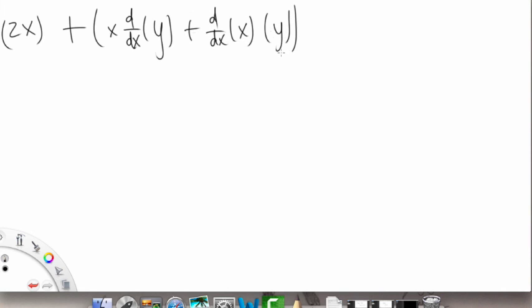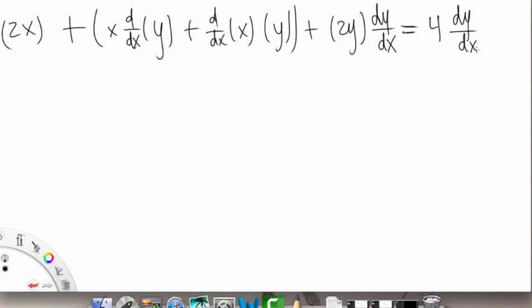Alright, so we have a 2x, that was our first term, and then plus an x times d/dx of y, and then plus d/dx of x times y. That's our second and third terms. Then we had plus 2y dy/dx, that was the derivative of y squared with respect to x. And finally we had 4 dy/dx, and that again was the derivative of 4y with respect to x.